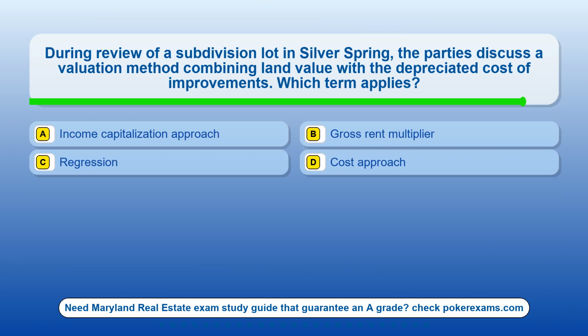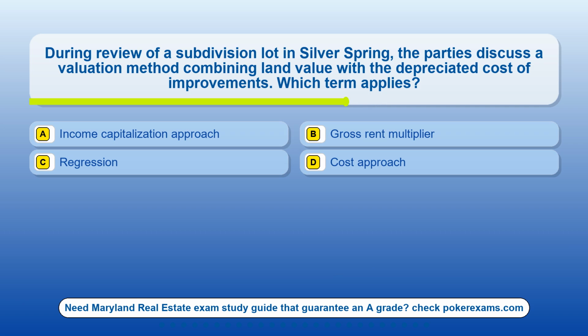Question 2. During review of a subdivision lot in Silver Spring, the parties discuss a valuation method combining land value with the depreciated cost of improvements. Which term applies? Option A, income capitalization approach. Option B, gross rent multiplier. Option C, regression. Option D, cost approach.